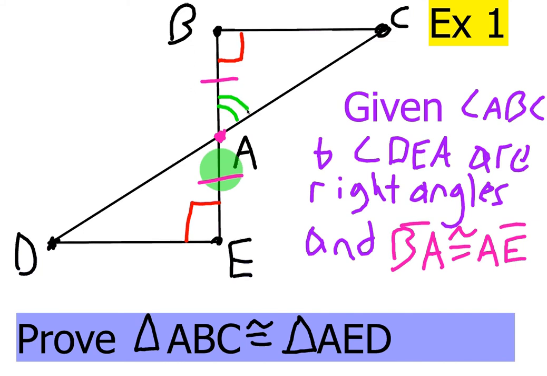Sometimes you just have to look at these. I'm going to go ahead and do this. Now of course we have to write a proof out. But what congruence do we have now? What three letters would we use? It's not side, side, side. It's going to be angle, side, angle. So we'll be using angle, side, angle. That proves two triangles are equal if corresponding angle, side, angle is equal.